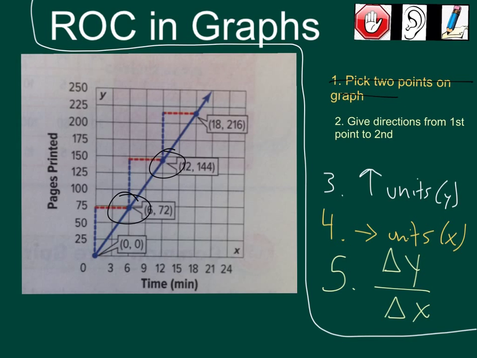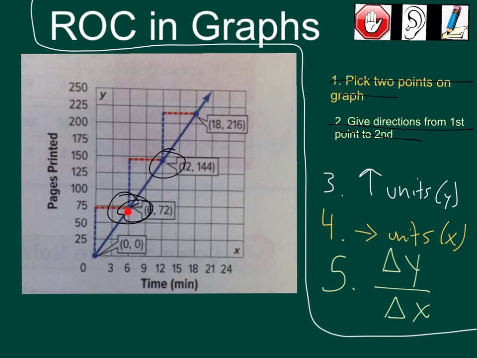So next we're going to give directions from the first point to the second. We always read graphs from left to right, so this is my first point, and this is my second. So I want to give directions from my first to my second. And once I at least know what to do, now I'm going to look for the change in units vertically. So that's my change in my y.